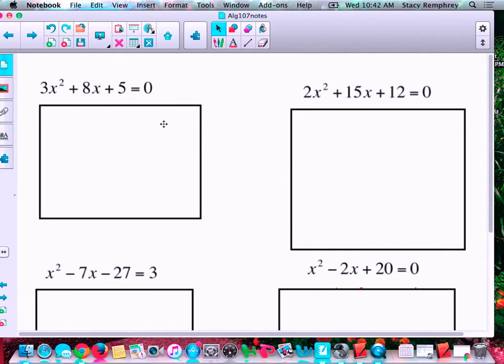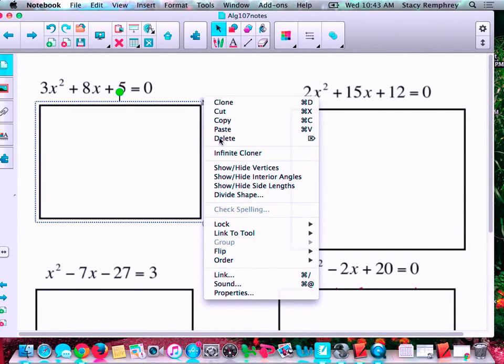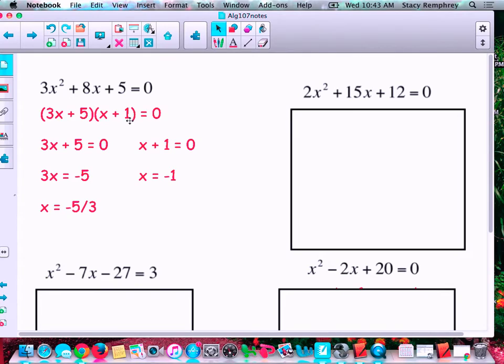Again, you can push pause, try this on your own. So you're going to factor it. You're going to set each factor equal to 0. What would make this factor equal 0? What would make this factor equal 0? And you get your answer of negative 5/3 and negative 1.